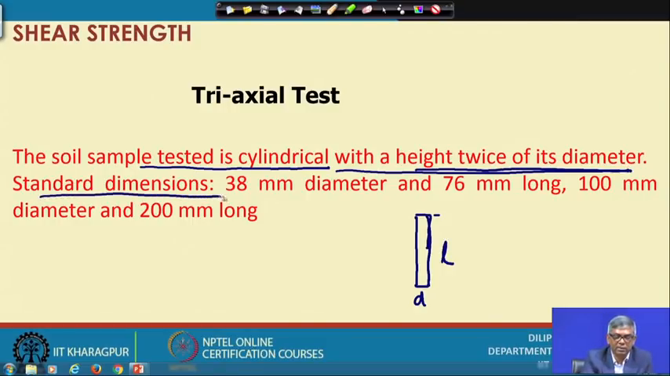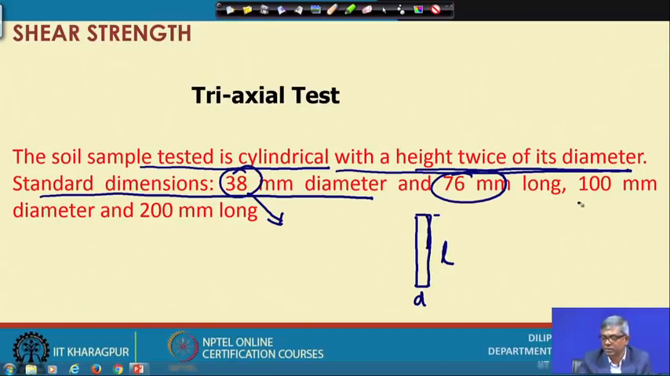that standard dimension in most laboratories is actually 38 millimeter diameter and 76 millimeter long. It was originally 1.5 inch and 3 inches, and as you convert it, this comes. Most triaxial apparatus in laboratories are capable of testing a sample with diameter 38 millimeter and length 76 millimeter, and in some cases we can also have 100 and 200. So, L by D always has to be maintained at 2 to get the best result.